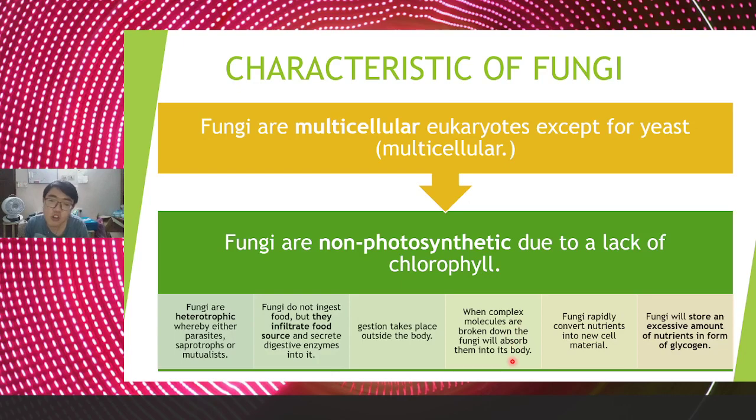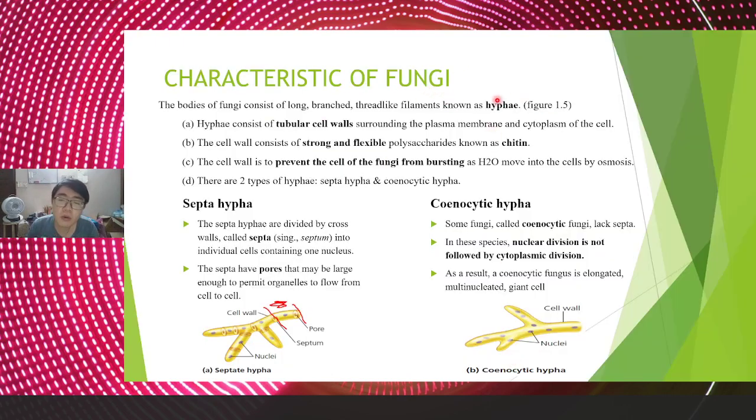And for the fungi, the body is called hypha. The hypha is a tubule containing a cell wall, strong and flexible. The cell wall is made of chitin, and its function is the same as the plant cell wall: it prevents bursting. Okay, then there are two types of hypha, septa hypha and coenocytic hypha. Septate hypha contains septa, some walls, and each compartment only contains one nucleus.